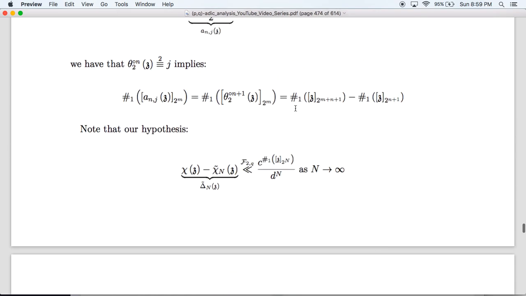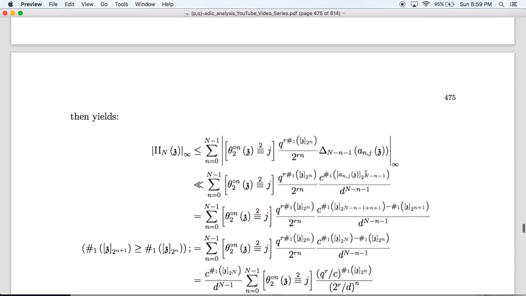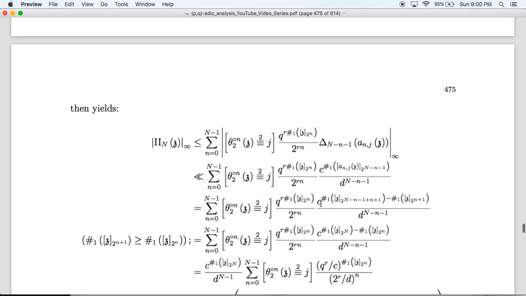Here we then use this formula with little m equal to big N minus little n minus 1. And now a trick: to simplify things, c and d are both integers greater than or equal to 2. As a result, we also note that the number of ones in z mod 2 to the n plus 1 is greater than or equal to the number of ones in z mod 2 to the n. So when we multiply this by -1 and stick it on top of c, this turns into an upper bound, so this should be an inequality, a less than or equal to. We just get rid of that n plus 1 and make it an n.